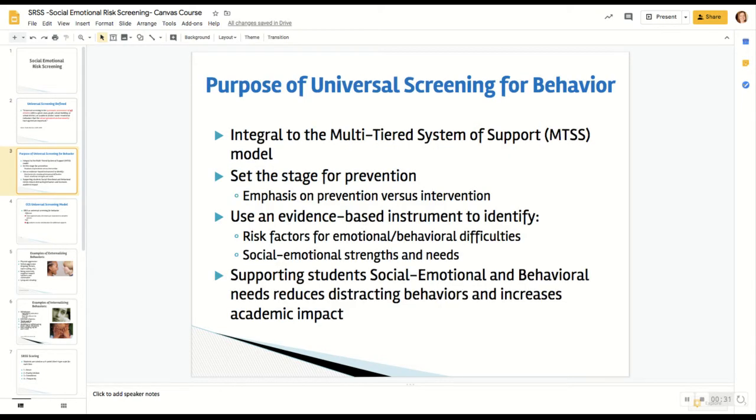The purpose of having a universal screener for behavior is it's integral to the multi-tiered system of support model. It sets the stage for prevention. So its emphasis is on being proactive, prevention versus intervention. It's an evidence-based instrument. It's designed to identify risk factors for emotional and behavior difficulties and social emotional strengths and needs. It's designed to support students' social, emotional, and behavioral needs and reduce distracting behaviors and increase academic impact.